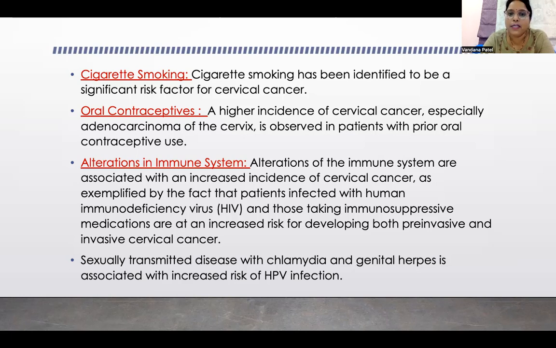Third is oral contraceptives. A higher incidence of cervical cancer, especially adenocarcinoma of the cervix, is observed in patients with prior oral contraceptive use. Then, alteration in the human immune system. Alterations of the immune system are associated with an increased incidence of cervical cancer, as exemplified by the fact that patients infected with HIV and those taking immunosuppressive medications are at higher risk of developing both pre-invasive and invasive cervical cancer. Sexually transmitted diseases such as chlamydia and genital herpes are also associated with an increased risk of HPV infection.